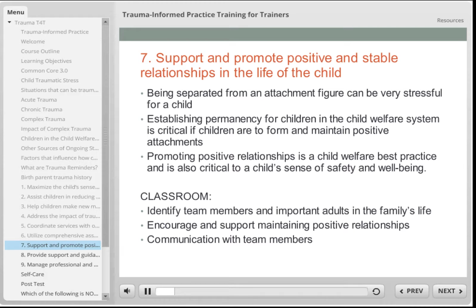Children form and maintain relationships to important figures in their lives through bonding and attachment. Being separated from an attachment figure, particularly under traumatic circumstances, can be very stressful for a child. Within the child welfare system, the risk of separation from parents, siblings, and other important people is common. Child welfare workers can play a huge role in encouraging and promoting positive relationships in a child's life and minimizing the extent to which these relationships are disrupted.